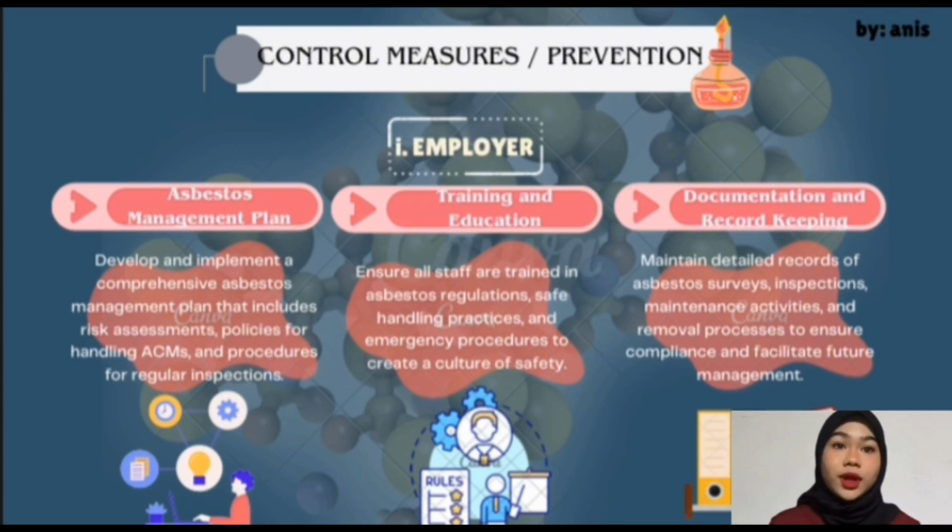And finally, we must emphasize the importance of documentation, keeping accurate records of inspections, maintenance and removal processes, ensuring compliance with regulation and providing a history that guides future actions.